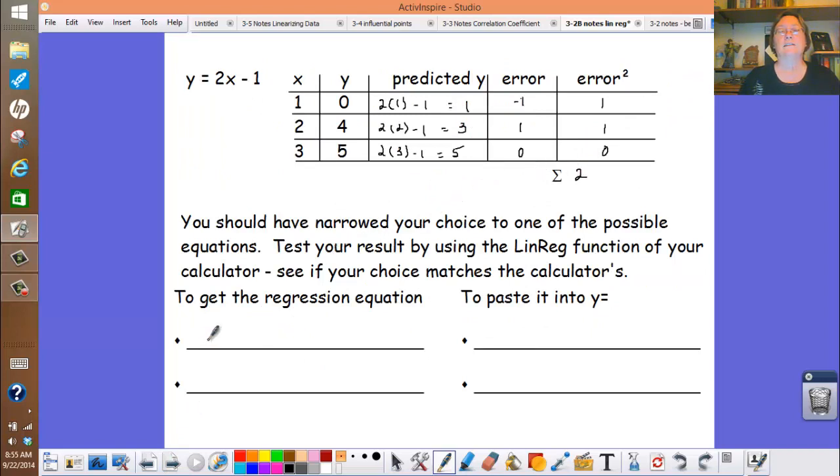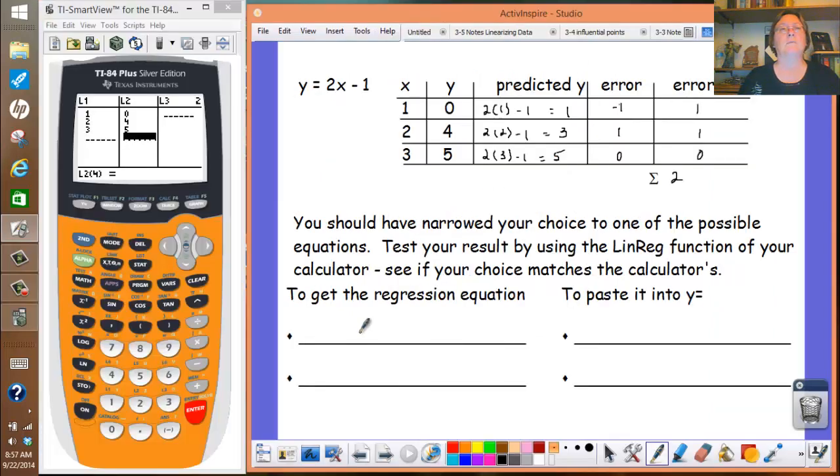I'm asking you here to test the result, what you said or what I said, by using the calculator's LinReg functions to find the equation that it says is the best fit. So I'm going to get my calculator up, I'll go through the keystrokes, and then we'll try it. I have my calculator up, and I have put the x values in list 1, the y values in list 2. To find the equation of the least squares regression line, you have to have your data again in list 1 and 2.